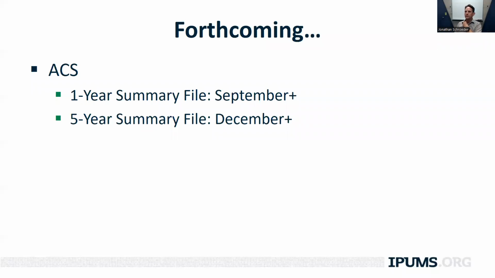Forthcoming, how soon do we get out new data, and when do we do that? The ACS produces 1-year summary file data every September. So next month that'll come out, and we usually get that out within 6 weeks of the original release. 5-year data comes out in December, and we usually get that out within 4 business weeks. And that usually means that it's out just after the holidays on our site.